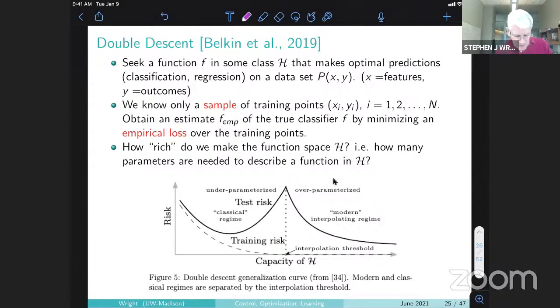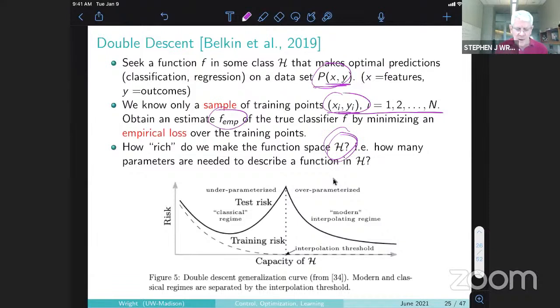So typically what we do in learning is that we've got an underlying data distribution P. We don't know the whole distribution. What we do know is a bunch of training points selected from that distribution. So we try to find an empirical function, which is a mapping from the inputs X to the outputs Y, that does a good job on these training points. And then we want to know, is that function going to do well on the rest of the data space P? And the big question is, how rich do we make the space H that we select that function from? This class H that we're going to allow restricts the function f_emp, the empirical classifier. How rich do we make that space?